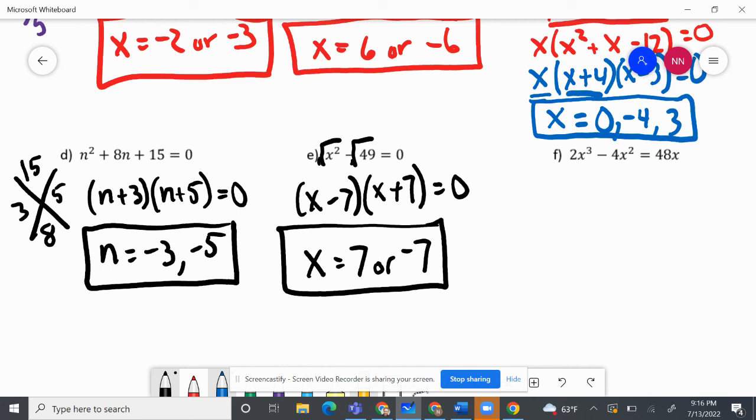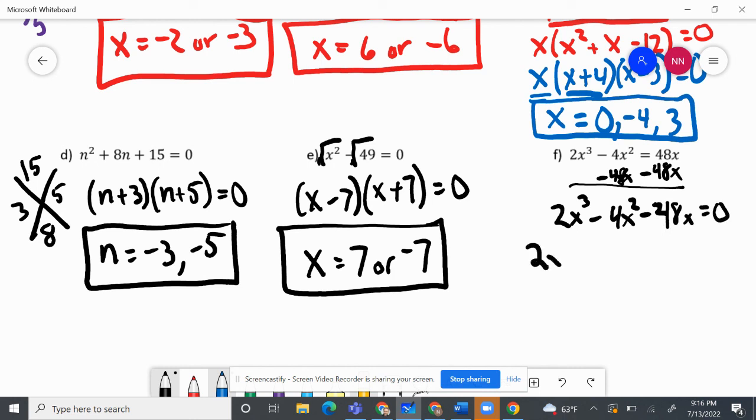And letter F, notice that it's not equal to 0. So the first thing that we're going to do is set it equal to 0. That gives us 2x cubed minus 4x squared minus 48x is equal to 0. We see that they all have a 2x in common, so that's x squared minus 2x minus 24 is equal to 0.